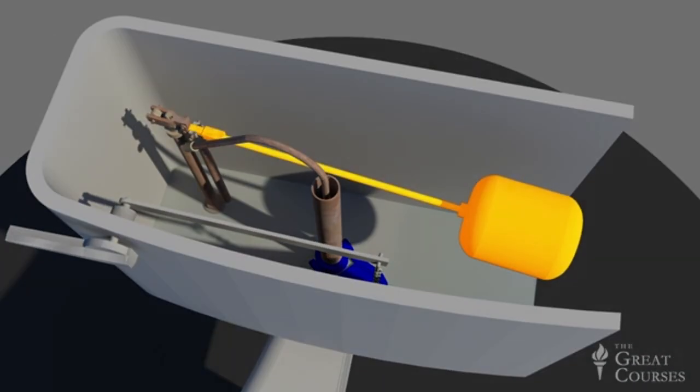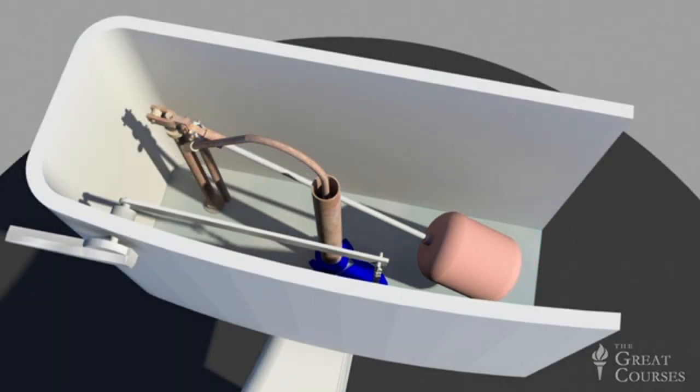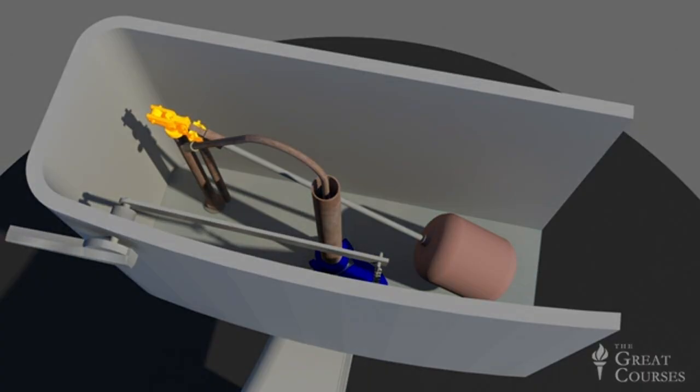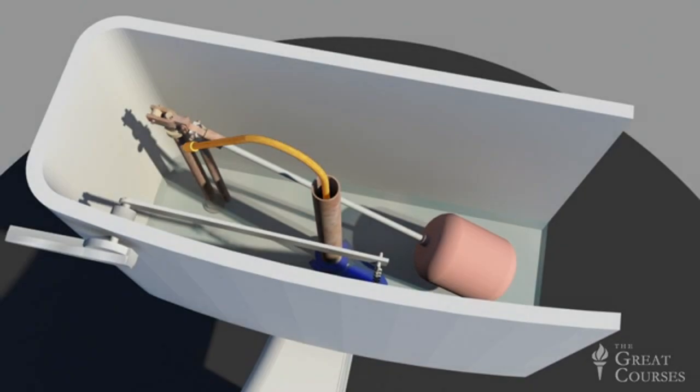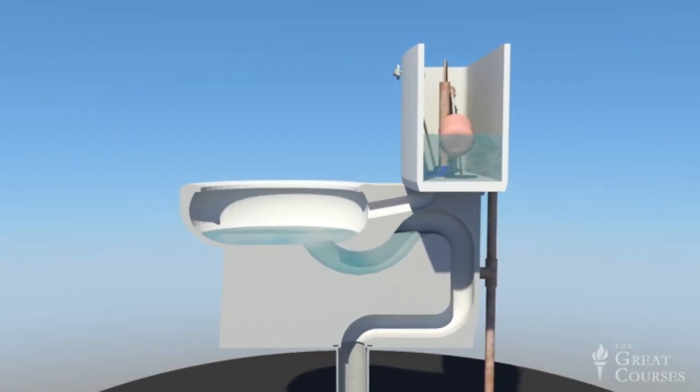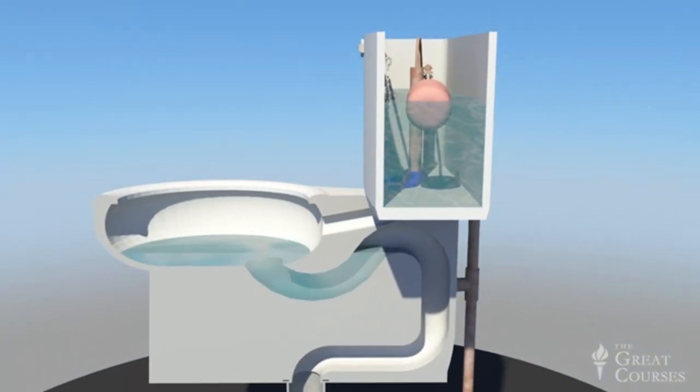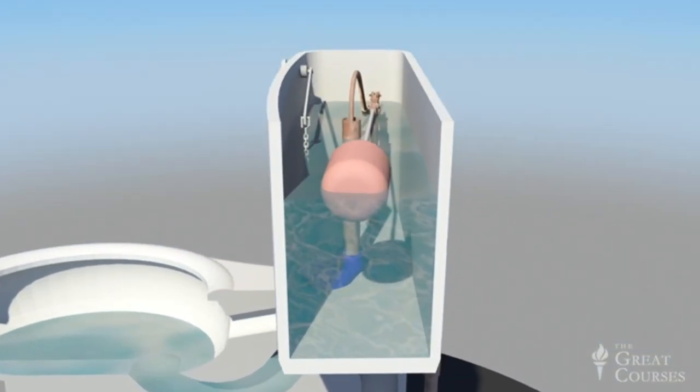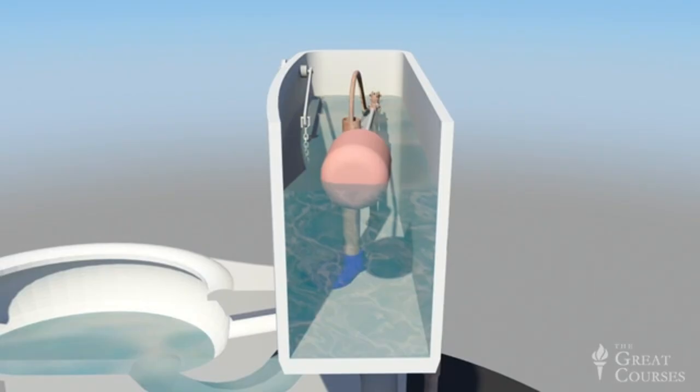Simultaneously, this float on the end of the lift arm also falls with the water level, opening a fill valve here that directs a stream of fresh water into the tank through this fill tube and into the bowl through this one. The bowl refills to its previous level, controlled by the curve of the S-pipe as before. When the water in the tank reaches its original level, the float on the end of the lift arm provides the force necessary to shut off the fill valve, and the system is ready for another flush cycle.